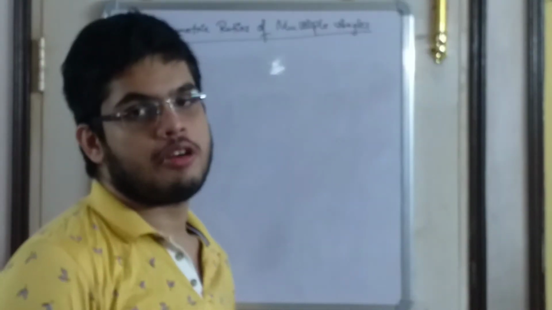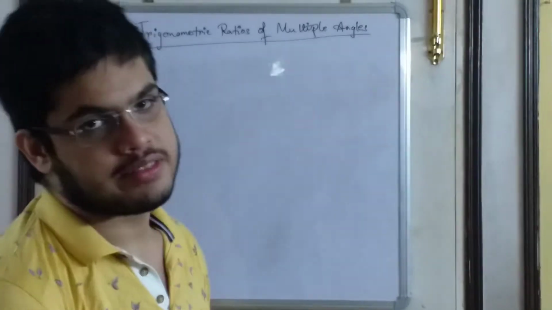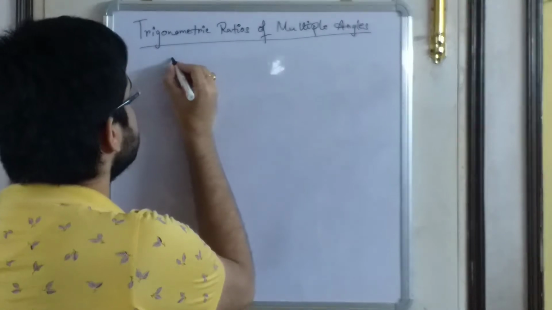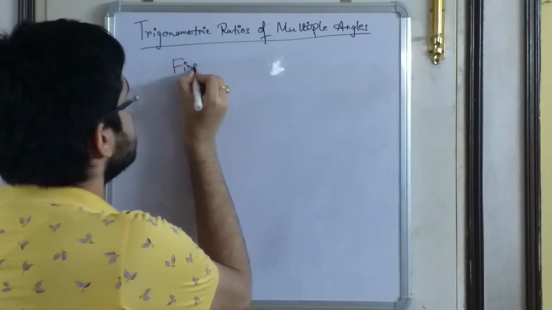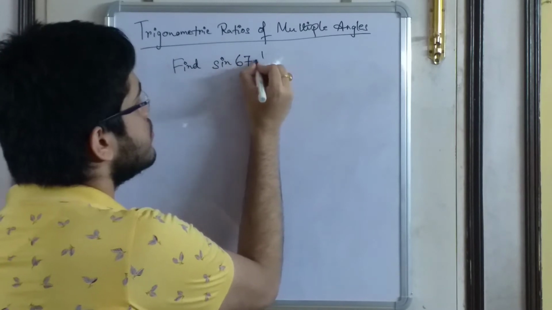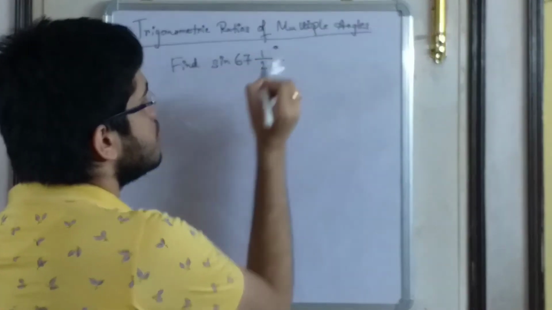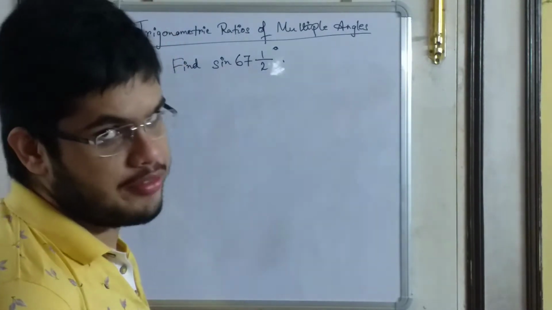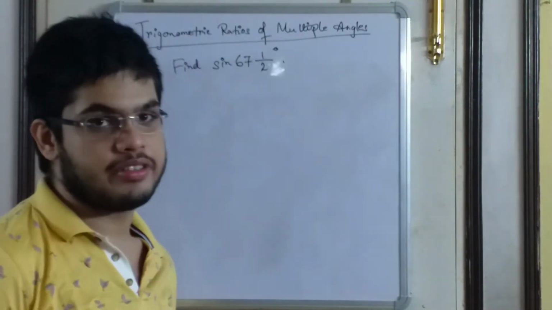Okay, so based on the formulae which we have learned, now let's solve some numericals. Find the value of sine 67.5 degree. Now how will we find it?